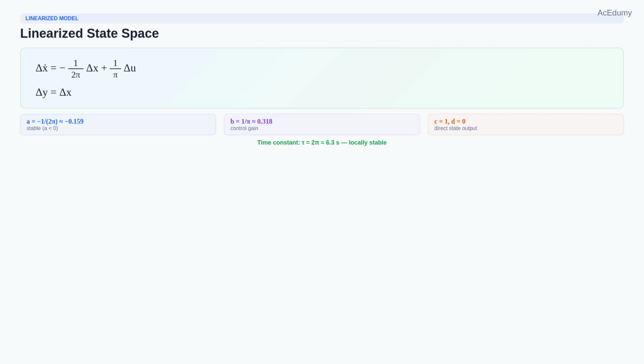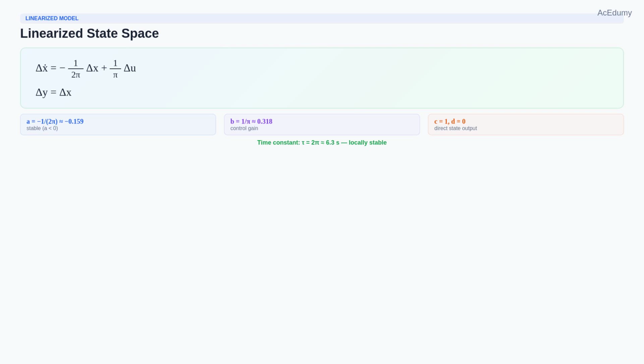Putting it all together, the linearized state space model is delta x dot equals negative 1/2pi times delta x plus 1/pi times delta u. Delta y equals delta x. In the standard ABCD form, A equals negative 1/2pi, which is approximately negative 0.159. B equals 1/pi, approximately 0.318. C equals 1 and D equals 0.